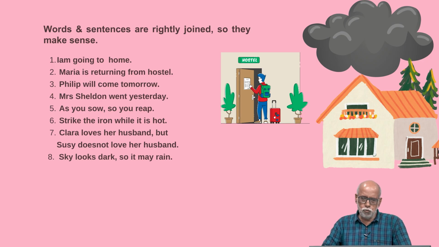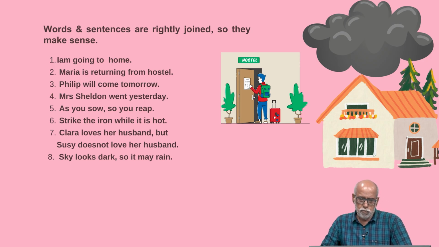It should be, I am going to home or I am going from home. You can also say I am going out of home. Okay? You can say I am going back to home, but not I am going out home. Maria is returning from hostel. You cannot say Maria is returning out hostel, off hostel. Philip will come tomorrow. Yes, as you have said. Mrs. Sheldon went yesterday. Yes, went is in the past tense and it goes well with time past.